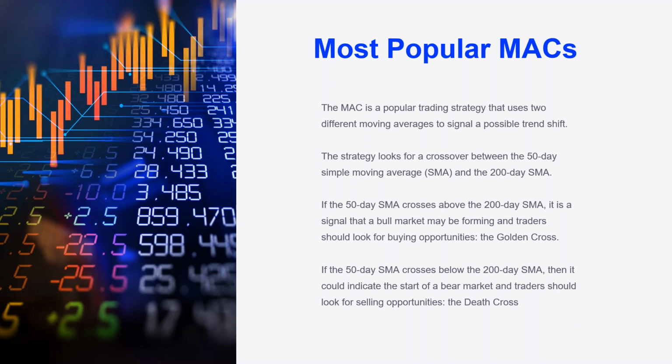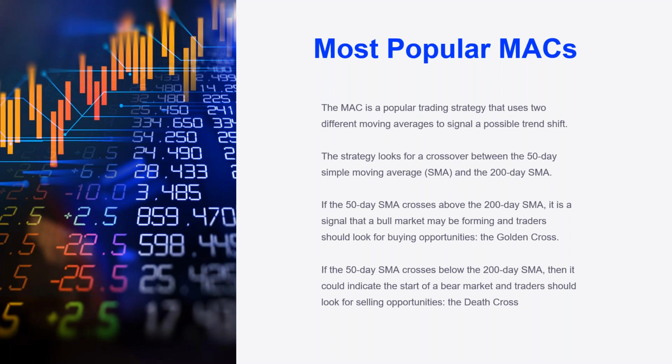A simple crossover is not an actual strategy. We'll just go with what the common tools are and how we can use them, and then we are going to fix them. We're going to improve that strategy. Now, if the 50-day SMA crosses above the 200 SMA, it is a signal that a bull market may be forming, and traders should look for buying opportunities, and that is the golden cross.